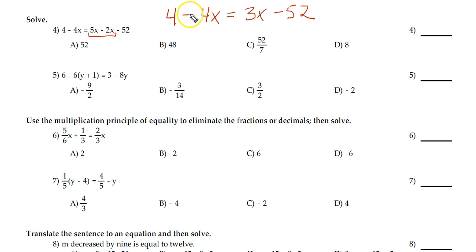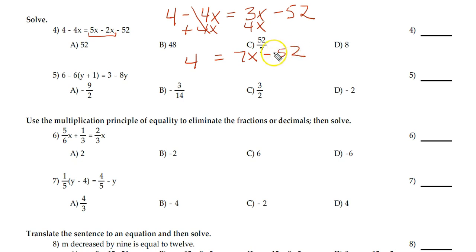So to get rid of a negative 4x, I use its additive inverse, which is a positive 4x. And to keep it an equation, I have to add that 4x to the other side. Now when I do that, this will cancel out and give me a 0. And I get 4 equals 7x minus 52.